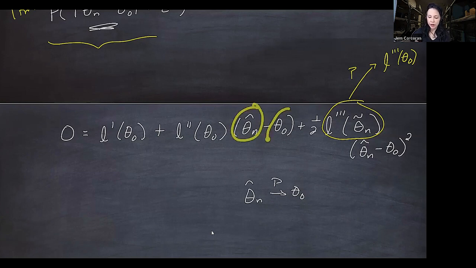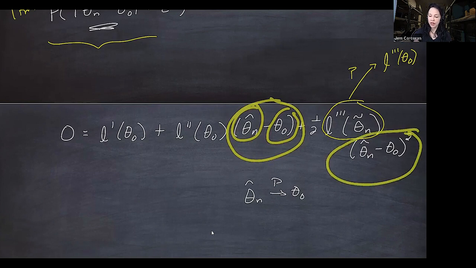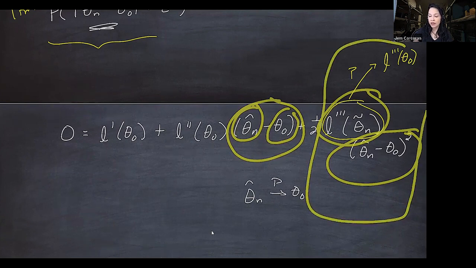So here is the basic idea. This we're assuming goes in probability to this. That makes this go in probability to 0 and this go in probability to 0. If this is moving to a constant, and if that is bounded, then this whole term is going away. It's going to 0 in probability, if we assume nice things about the third derivative of the log likelihood.